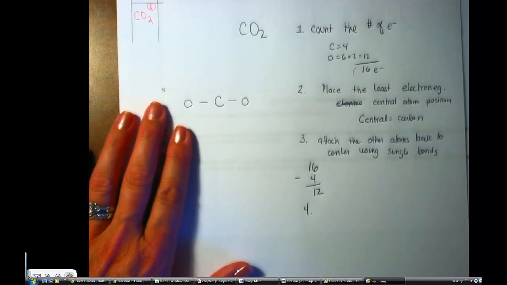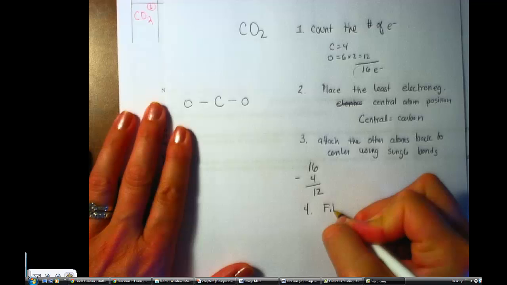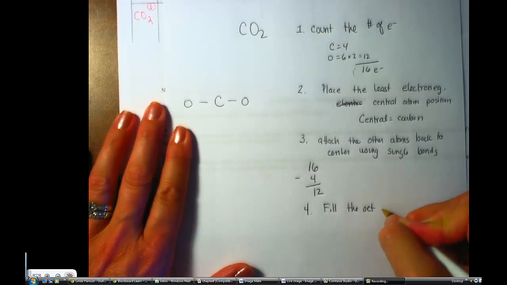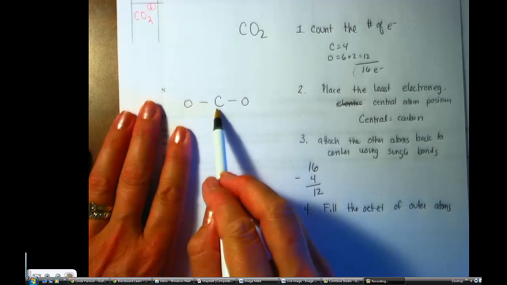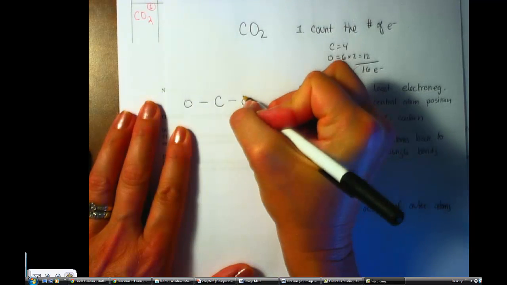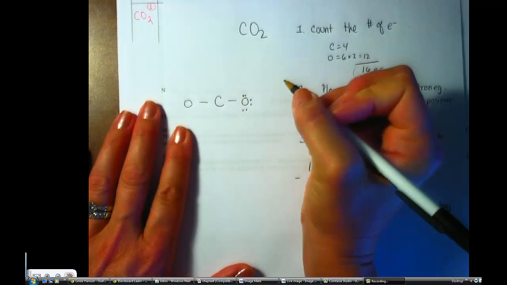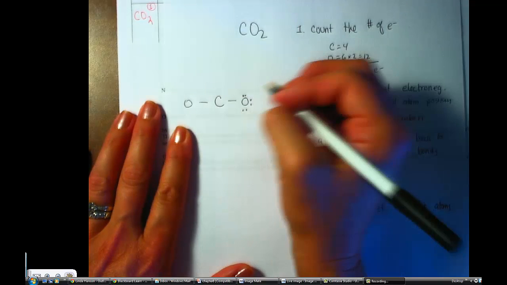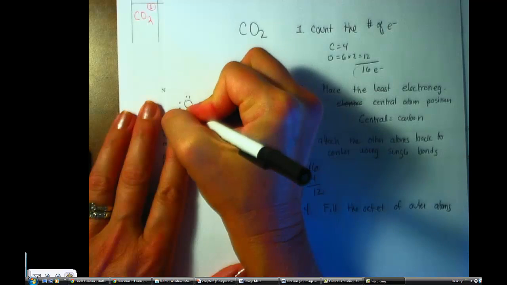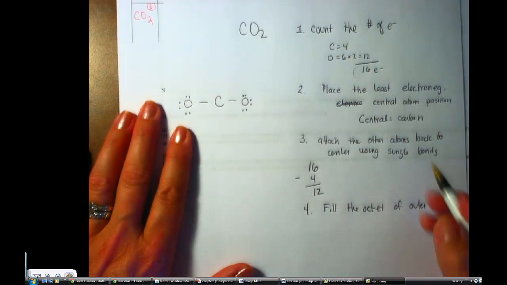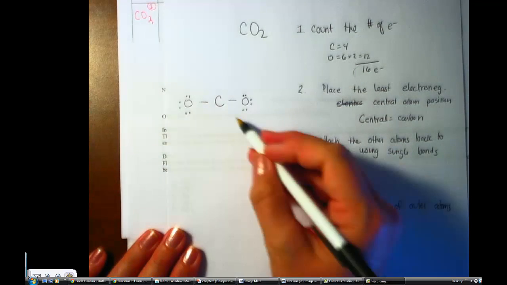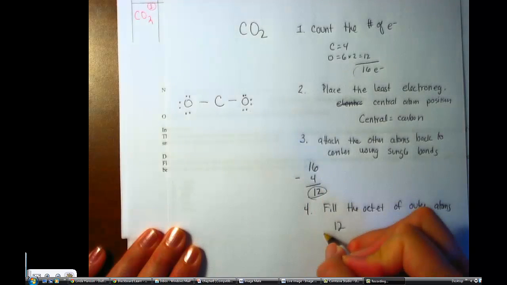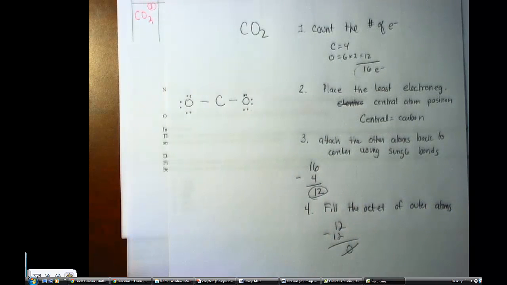Step 4, when we're drawing Lewis dot configuration, says fill the octet of the outer atoms. The outer atoms, not the central, but the outer atoms are oxygen. 1, 2, 3, 4, 5, 6, filling that octet. 7, 8 right there. 9, 10, 11, 12, 13, 14. 2, 4, 6, 8, 10, 12. I counted wrong, sorry. So I placed the octets. We had 12 remaining. I just used 12 dots. I have none left.